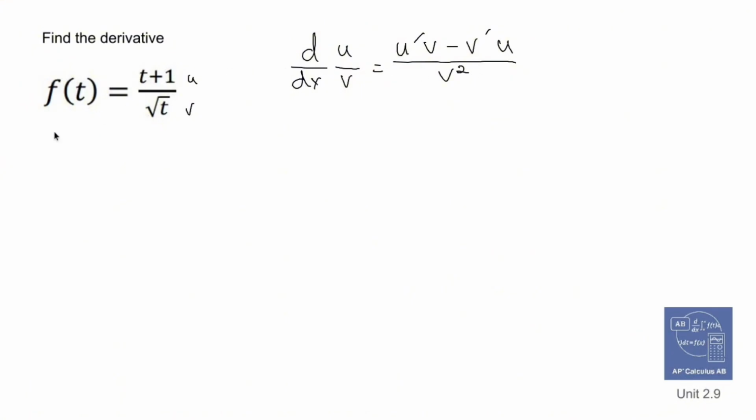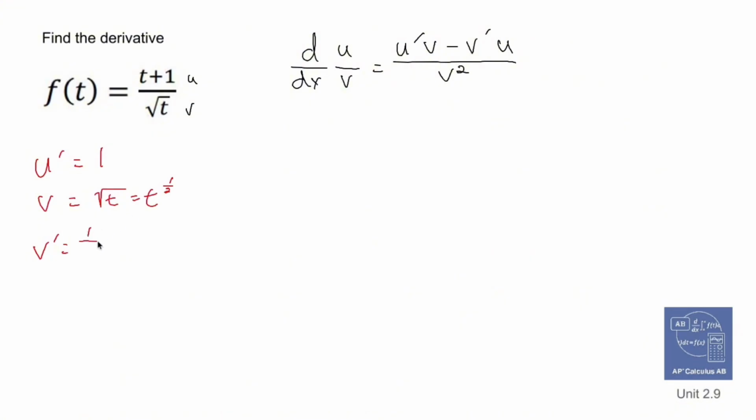All right, so I like to go off to the side, and I like to say what each thing is. So u prime is going to be the derivative of t plus 1, well, the derivative of t is 1, and then plus 1 is nothing, so u prime is just 1. Okay, I would like to envision v, and I'll just write it down, v as root t, which is actually t to the 1/2. So the derivative of t to the 1/2 now uses the power rule.